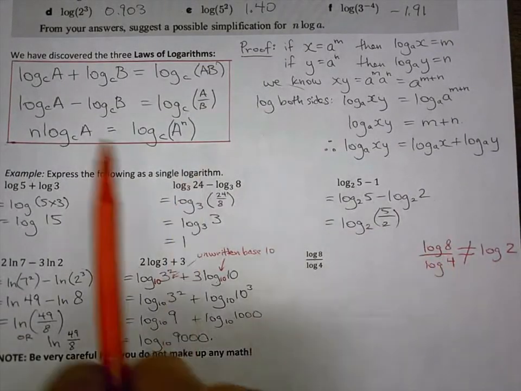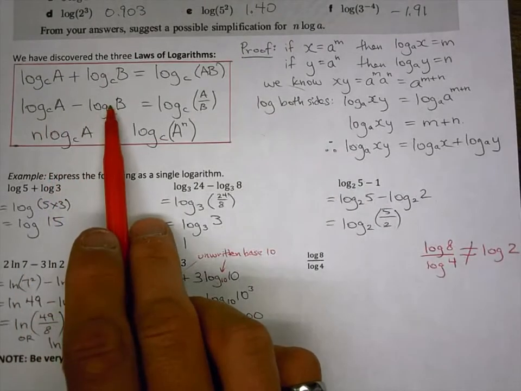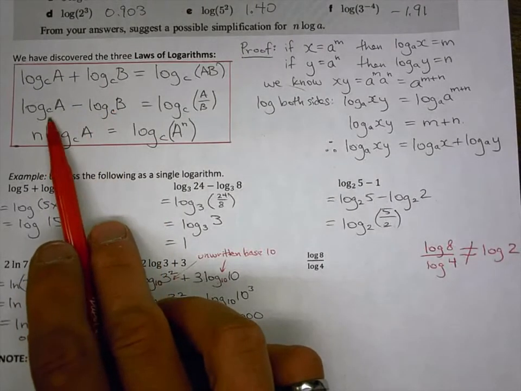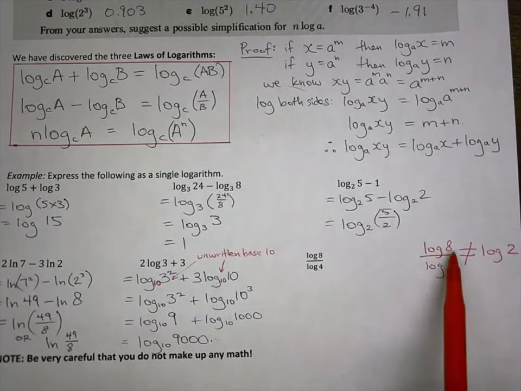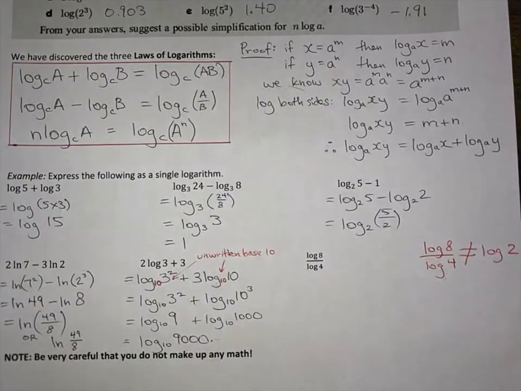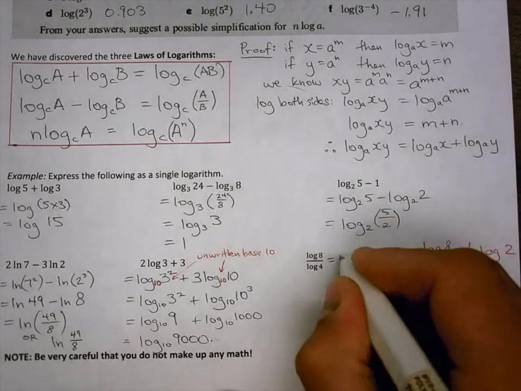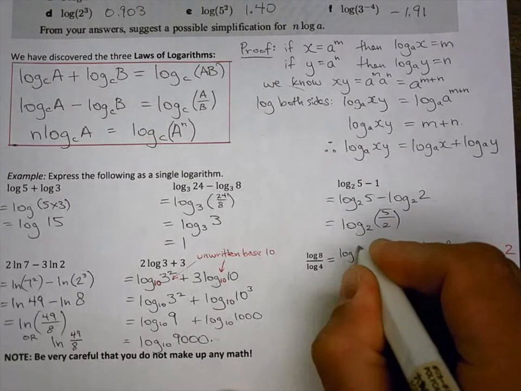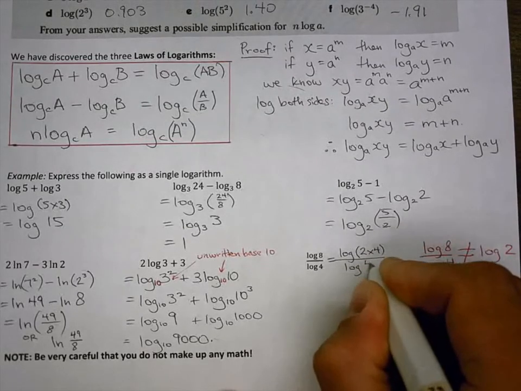Go back to the rule. The law is if I have a subtraction of logs with the same base, I can then divide the arguments. This is not a subtraction of logs. This is a division of logs. So you can't use this. This is a made-up rule that you're using here. The only way you could solve this, and it's kind of ugly, is log 8 you could split up into 2 times 4 over log 4.